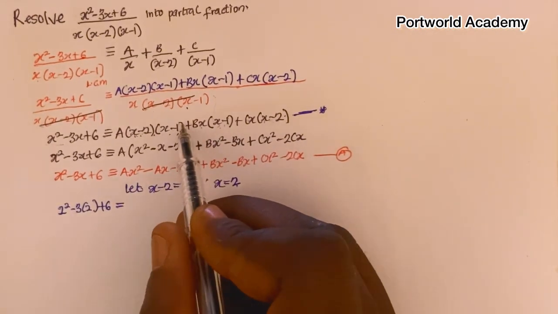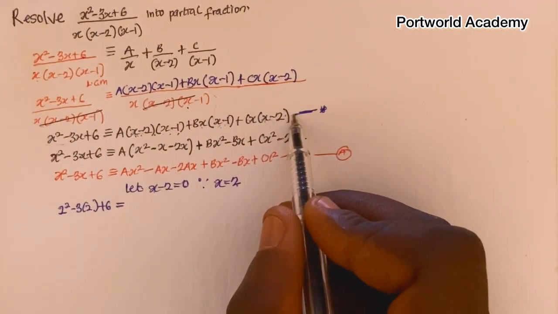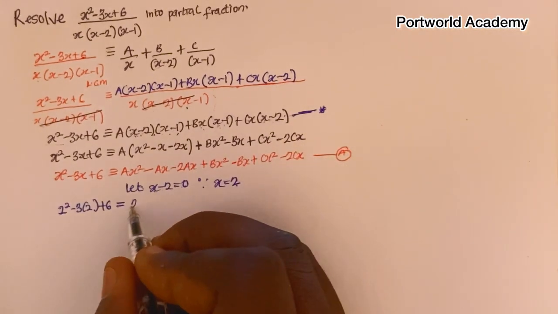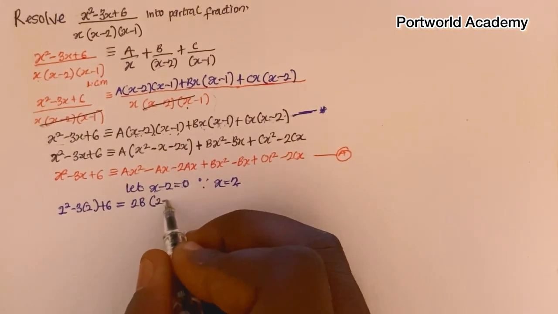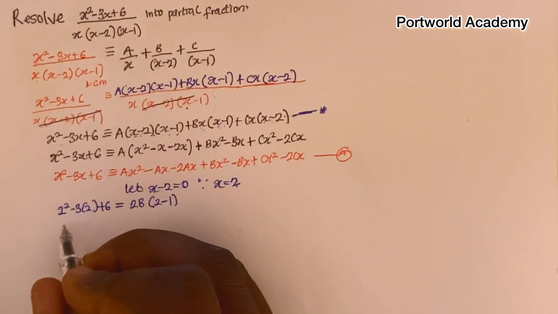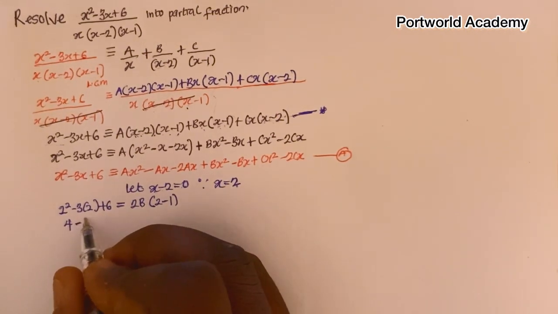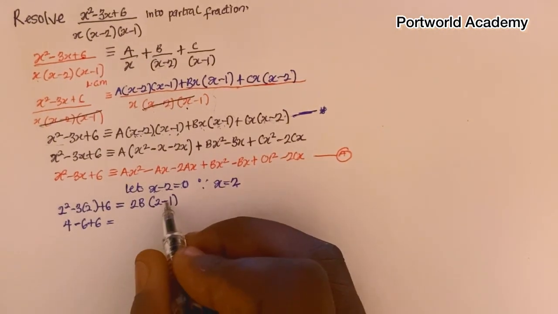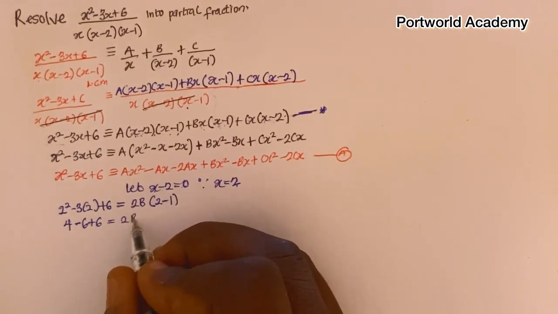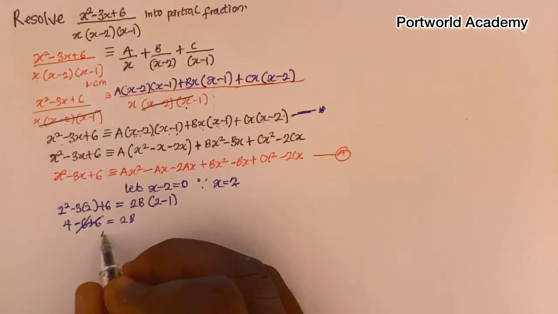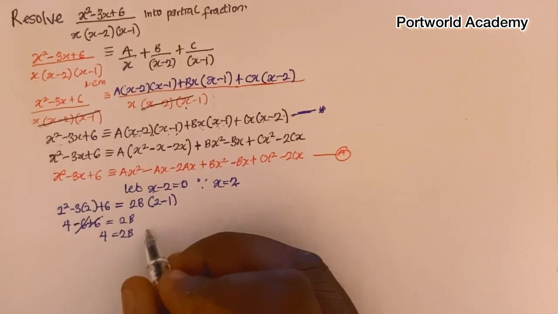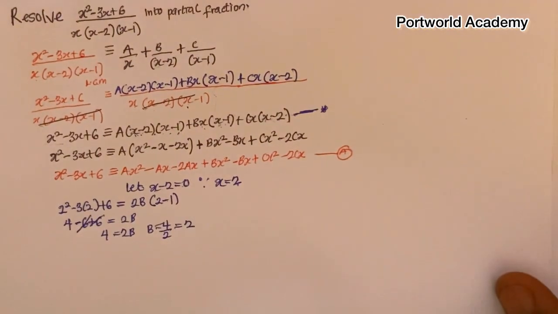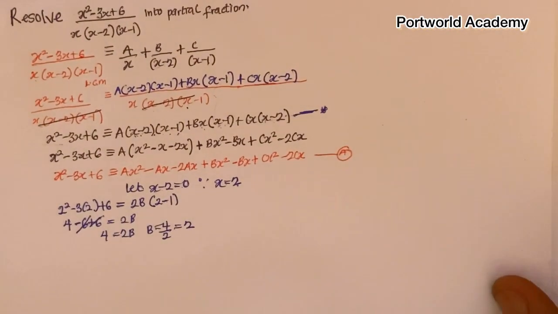That means this side will be equal to 0, and I will have this. Putting 2 here, we have 2b into brackets 2 minus 1. Exactly. Then here, 2 squared is actually 4, then minus 6 plus 6, which is equal to 2b times 1. So this will cancel this, and I'm going to have 4 equals 2b. Then b equals 4 divided by 2, which equals 2. So using the assumed method, I have b equal to 2.